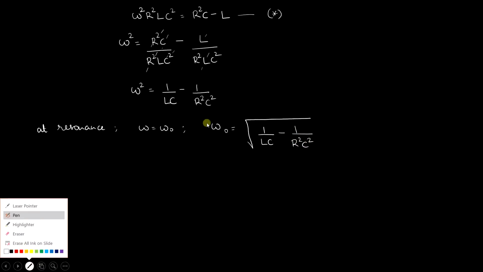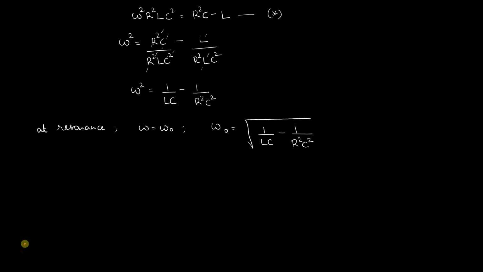So this is the final expression for the resonant frequency. Now if you look at this particular expression, you will see that the resonant frequency has the term 1 by R square C square. So let us see what condition will make omega naught equal to square root of 1 by LC.